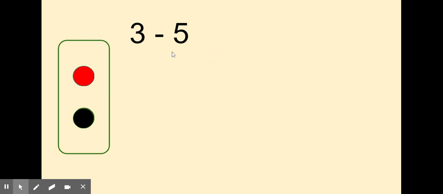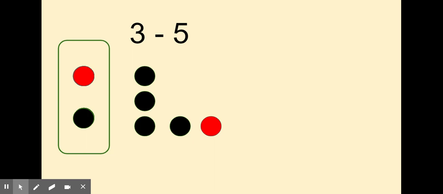So let's model this. This is positive, so there's my 3 modeled with black chips for positive. Now this says to take away 5 positive, but I don't have 5 chips. Okay, so we can add some, but I can't just add them in there because I'm going to change the problem. So let's add in a 0 pair.